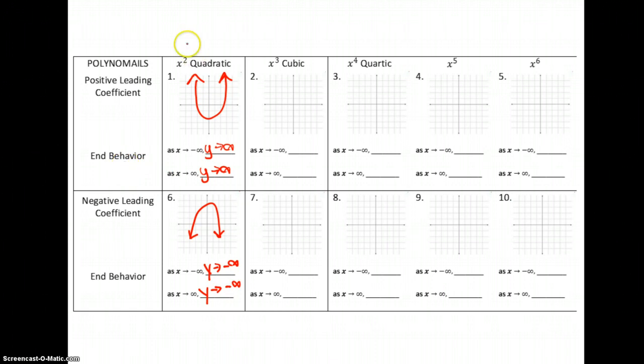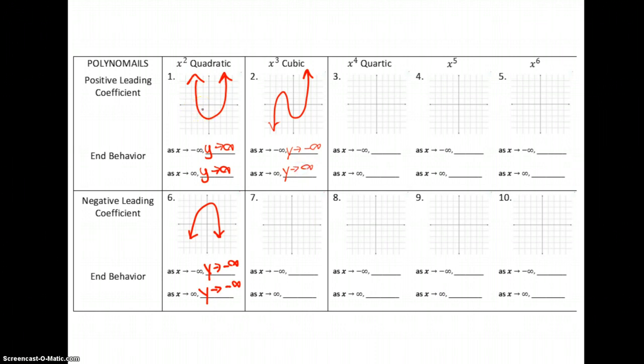Now let's look at a cubic function. So if the highest term is 3 for the exponent, it looks something like this. Notice this function is degree 3, has 2 turns. On the left side, as x goes to negative infinity, it's pointing down, so y goes to negative infinity. As x goes to positive infinity, y goes to positive infinity.